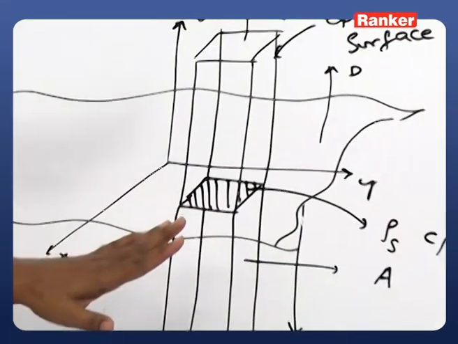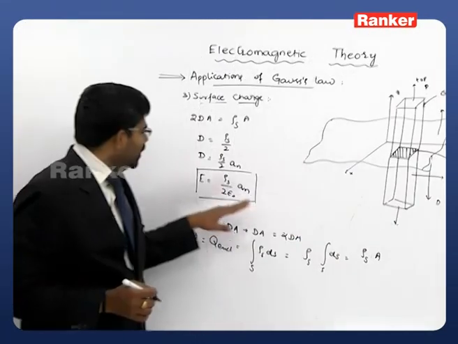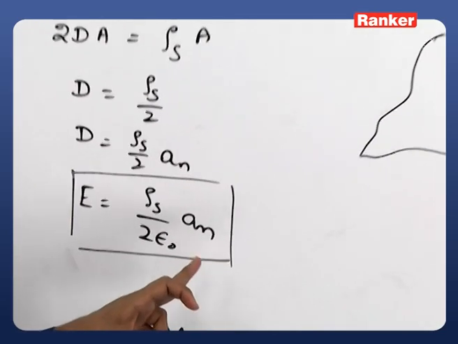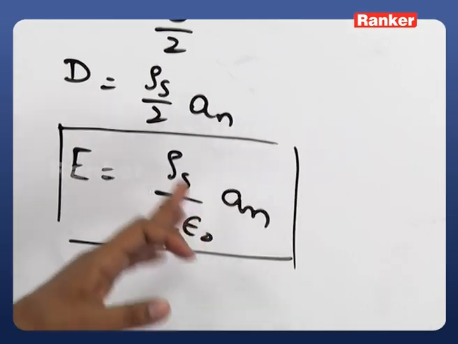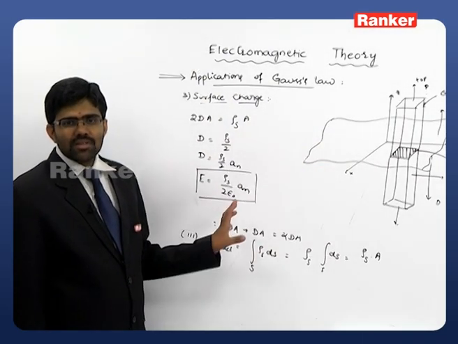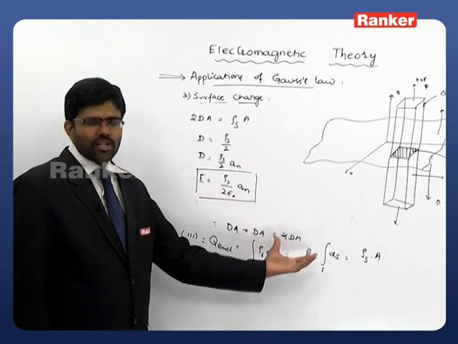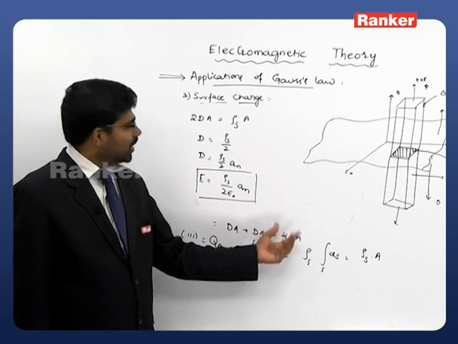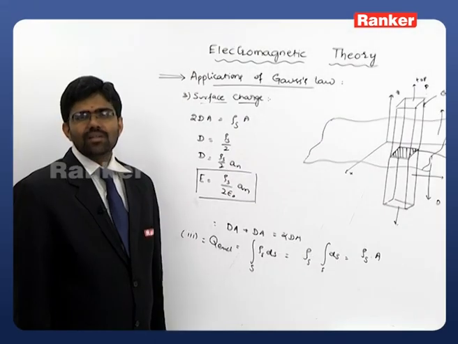Whatever may be the sheet size, clearly the sheet will contribute rho s by 2 epsilon naught at a particular point. So this is the electric field intensity which can be contributed by our sheet. A very easy procedure, just 1 or 2 steps, and if we examine how they happen and how they come, it is very easy to obtain the electric field intensity.